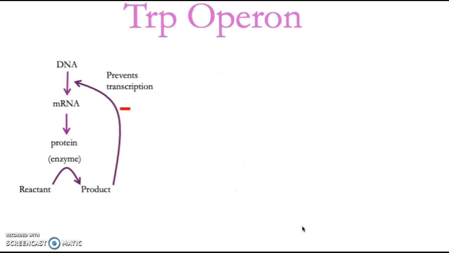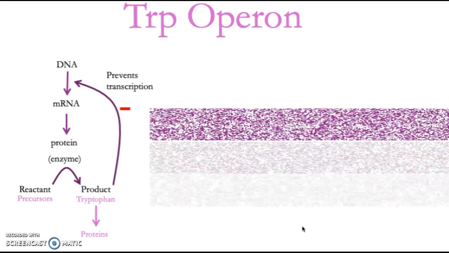Okay, so we can go ahead and start by looking at the trp operon, or the tryptophan operon. Same thing as before, we've got a protein, which in this case is an enzyme, catalyzing the reaction from reactant to product, and this is going to be a type of negative control. In this case, we've got precursor reactants that are then going to be used to make tryptophan, and tryptophan is an amino acid that is important for being able to make proteins. So if the cell does not have tryptophan, it needs to be able to make it. If the cell does have tryptophan, it does not need to waste its time.